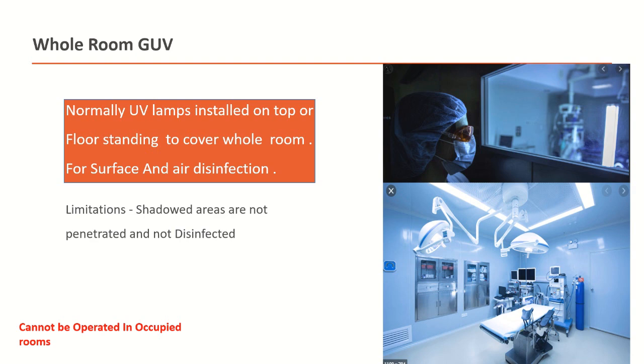Next comes the whole room GUV. In this process, normally lamps are installed on top, or we use floor standing systems to disinfect complete rooms. The limitation here is the shadowed areas are not disinfected because the UV rays cannot penetrate through many a material, so it doesn't reach those surfaces to disinfect them.